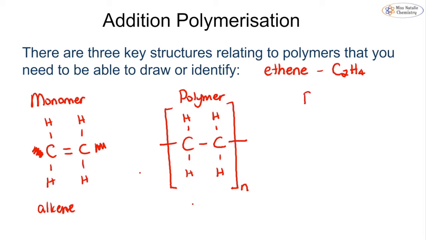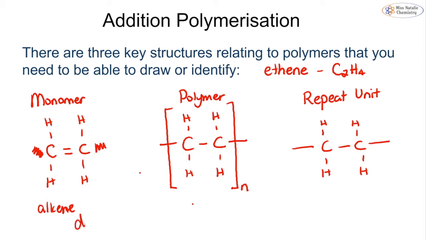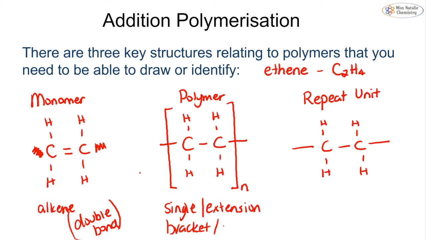So that's the polymer. You then also have the repeat unit. And this is exactly what it sounds like. It is the unit that repeats over and over. So what we do is we take what we've drawn with our polymer, where we have our carbons connected to the hydrogens, with our extension bonds, and this time we just simply don't draw the square bracket and the N, and that is our repeat unit. So you can see that these are very similar. So the monomer will always have the double bond. The polymer will have a single bond plus the extension bonds. It will have the bracket, and it will have an N. And your repeat unit will simply have the single bonds and the extension bonds.